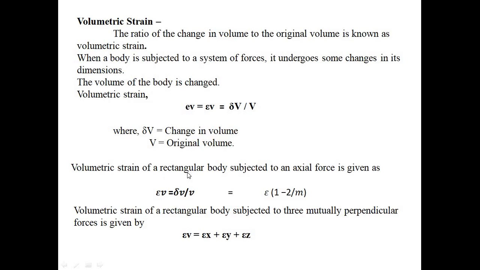So the volumetric strain of a rectangular body subjected to an axial force is given as follows. Suppose a rectangular body is subjected to an axial force. Then EV, the volumetric strain, which is delta V to the original volume, is equal to E into bracket 1 minus 2 upon m bracket complete. In this way we can calculate the volumetric strain of a rectangular body subjected to an axial force.